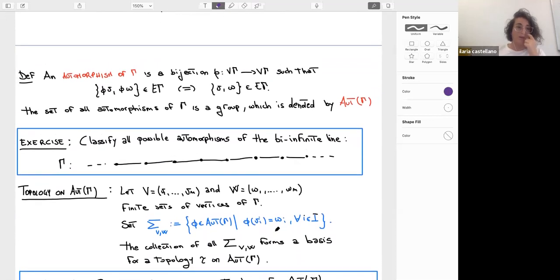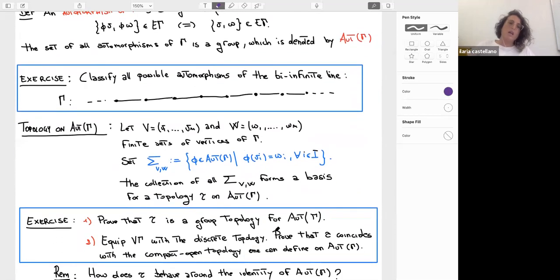Okay, so now we have a group, but we are talking about topological groups, so we need a topology on Aut(gamma). How do we define this topology? We choose finite sequences of vertices, V and W, and then we define this set, sigma VW. Sigma VW is the set of all automorphisms phi, such that phi maps V_i to W_i for any i, okay, this i here actually is equal to 1.